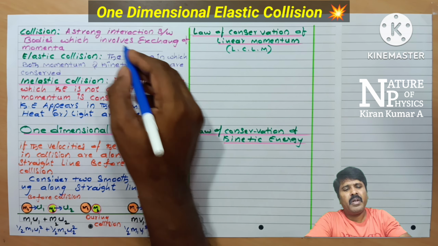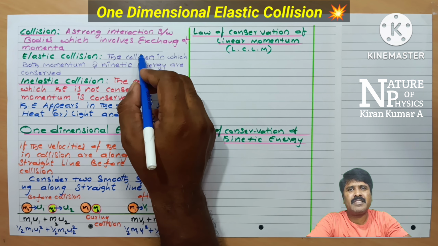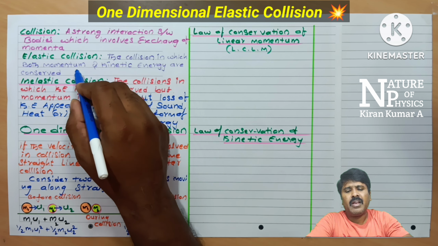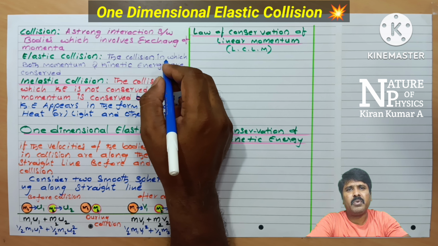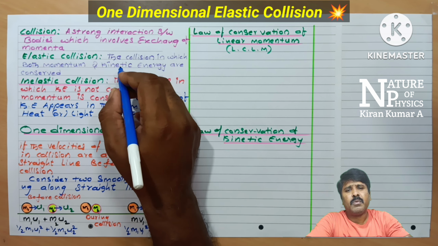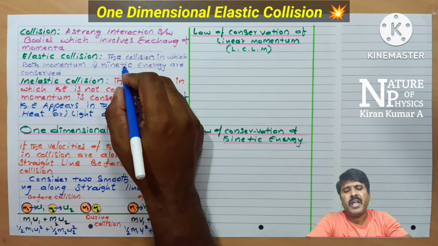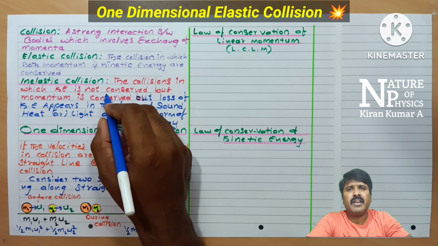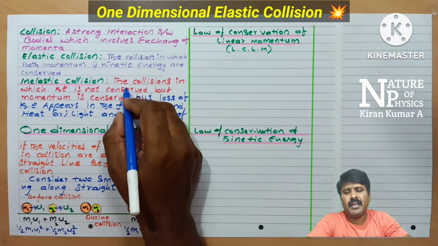A strong interaction between bodies in which exchange of momenta takes place is called a collision. An elastic collision is one in which both momentum and kinetic energy are conserved. Before the collision momentum is equal to after the collision momentum, which is the law of conservation of linear momentum. And before the collision kinetic energy is equal to after the collision kinetic energy, which is the law of conservation of kinetic energy, that is, initial kinetic energy is equal to final kinetic energy.